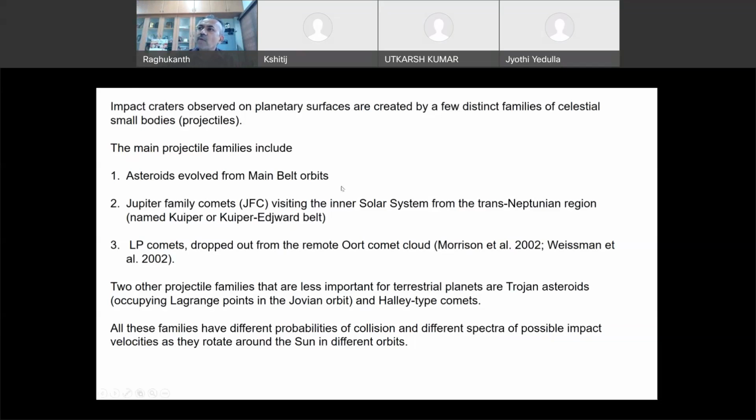So main belt orbits have their own probabilities of collision, because of the orbits and other things. Then Jupiter family comets will have different types of distributions, and long-period comets have different distributions of collision dynamics. Both of them are very closely related: our crater counting and the projectile sizes. Both are interconnected with each other.